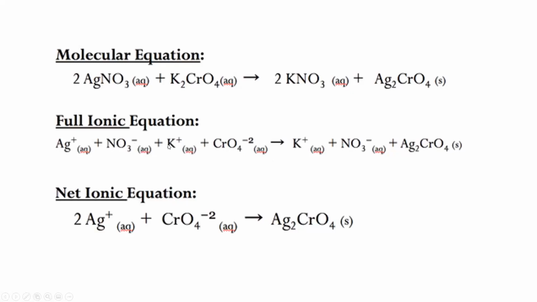So nitrate and potassium are spectators, and you can cancel them, and the net ionic equation will be 2 ions of silver in aqueous solution plus 1 ion of chromate in aqueous solution yields silver chromate as a solid. This is the net ionic equation.